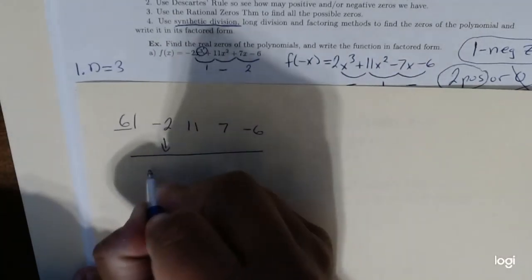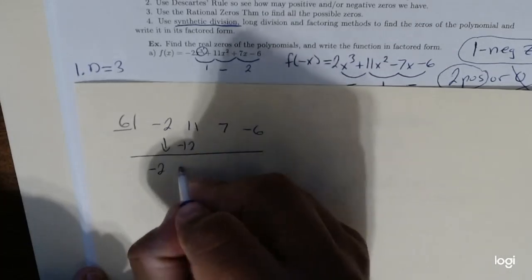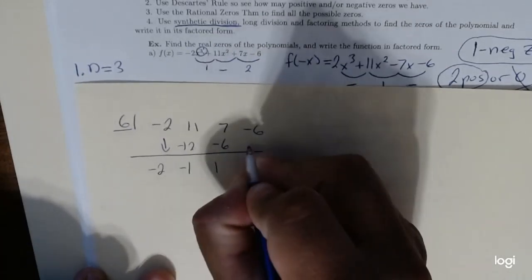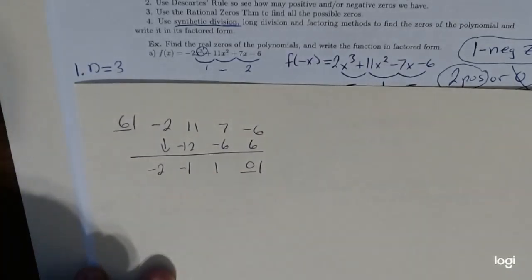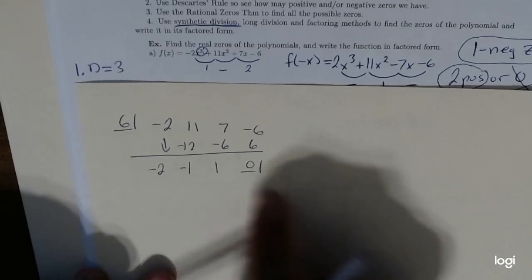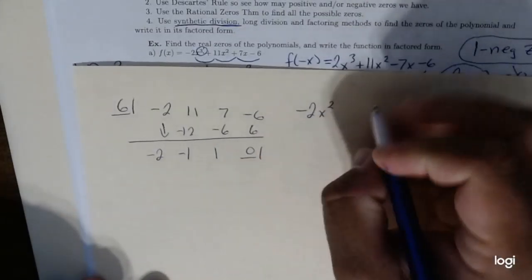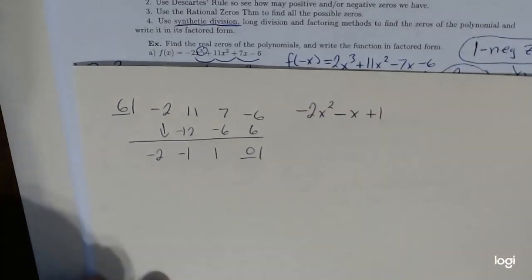So bring this down: negative 2 gives us negative 12, negative 1, negative 6, positive 1, 6, 0, right? Which is most important, but we get 0. All right, so what does this polynomial now look like? Remember, it's 1 degree less. So this is negative 2x squared minus x plus 1, this is the new polynomial.